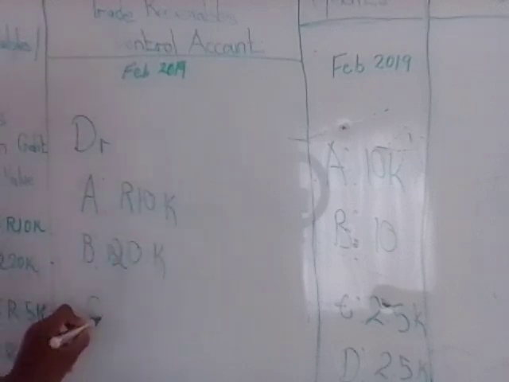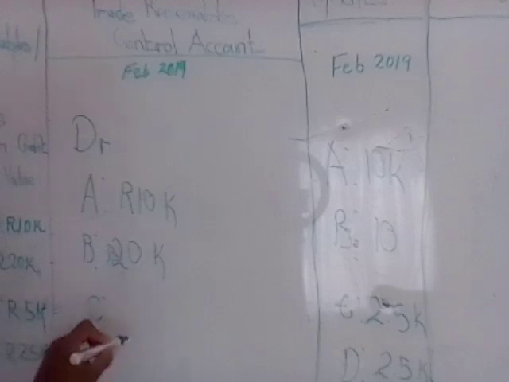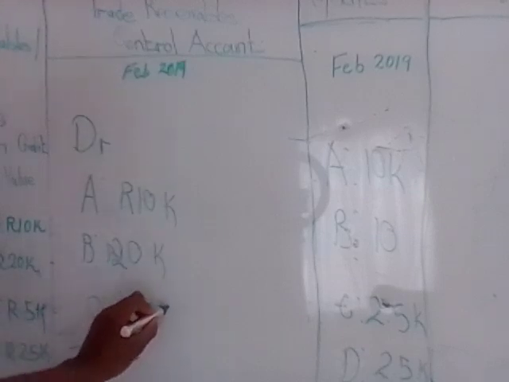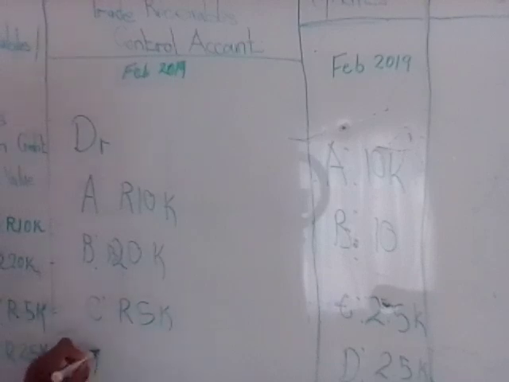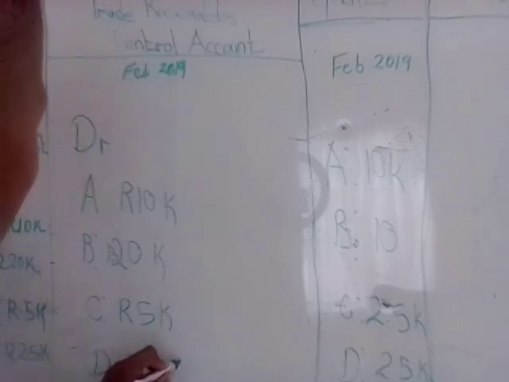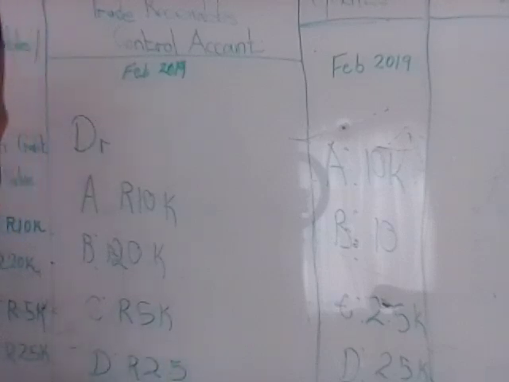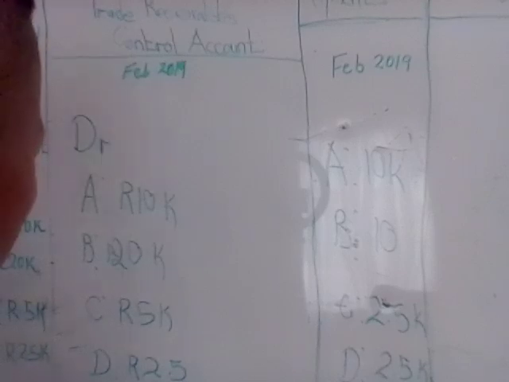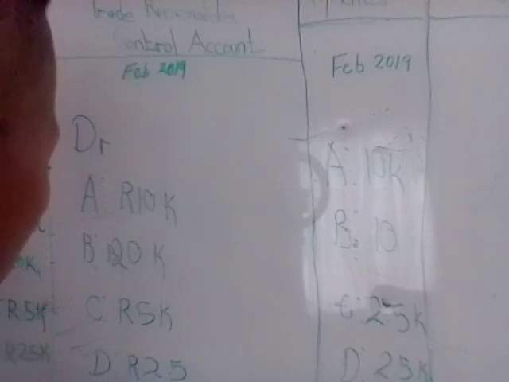And for C, we would have recognized an asset of 5,000 rands. That's the value of stock he took. And for D, we would have recognized an asset of 2.5 thousand rands because that's what he took in terms of purchases. E, finally, we would have recognized an asset of 1,500 rands because that's what he took.